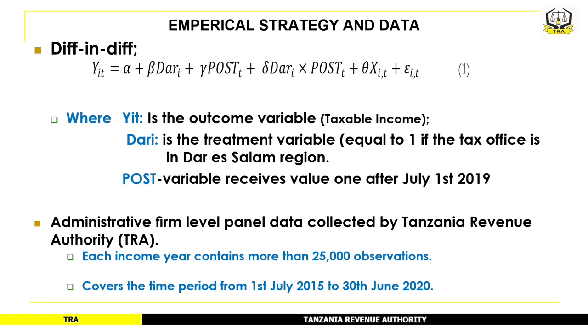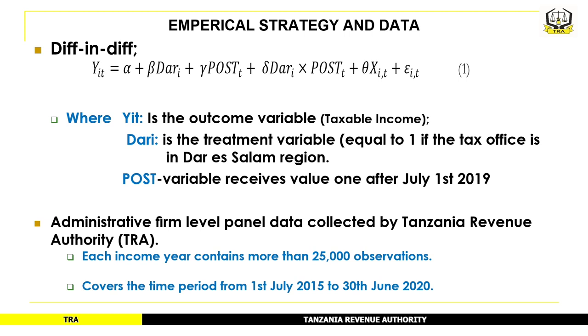Directly we go to the approach, or the empirical strategy, that was used in testing our examination. We use the DiD methodology, with taxable income as the outcome variable, and we provided Dar es Salaam as the treatment variable. We gave the value of one if the tax office is located in Dar es Salaam, where the intervention was taking place. Dar es Salaam comprises about five tax regions, and the rest, which is zero, we provided to the other tax regions outside Dar es Salaam.